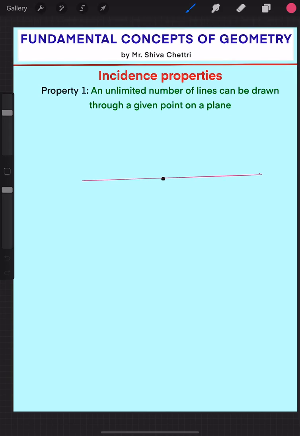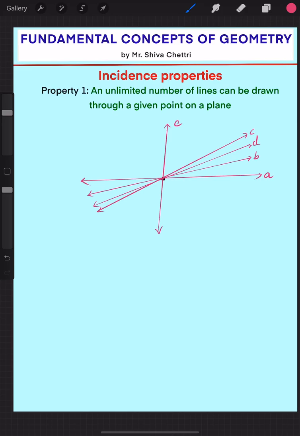I have drawn one line. This is PA. But I cannot draw the same line again with another name, because the dot is just a simple dot, I'm just making it a bigger dot for the time being, but it is very small. Again, I cannot make another line on top of this and call it B. No, you cannot. You have to slightly change. So another line I can make is B, again C, D, E. It keeps on going. So how many lines can be drawn? It is unlimited. You can draw an unlimited number of lines through a given point. So property 1 says that.